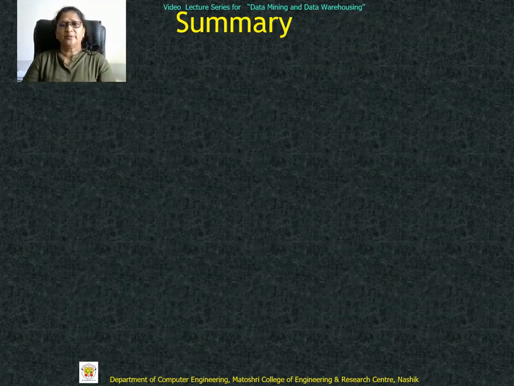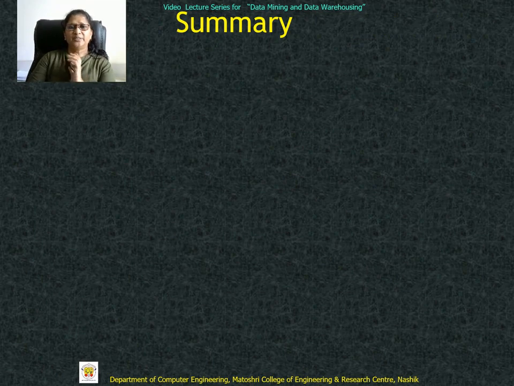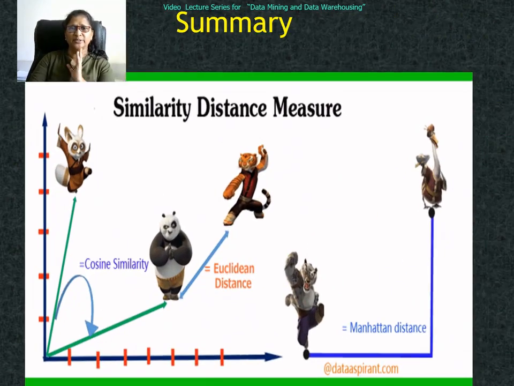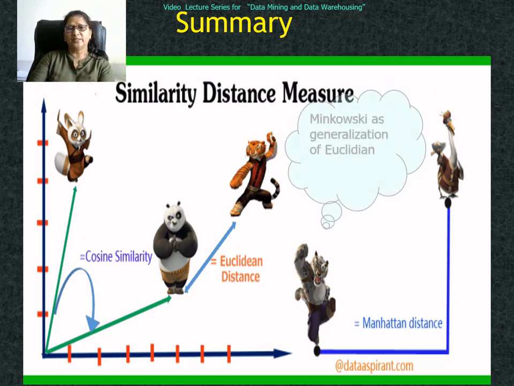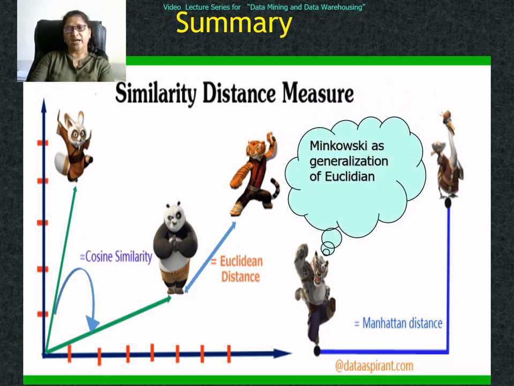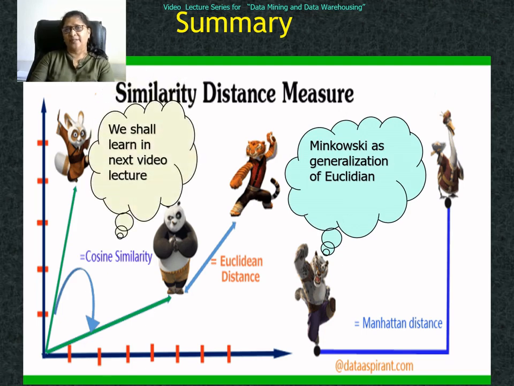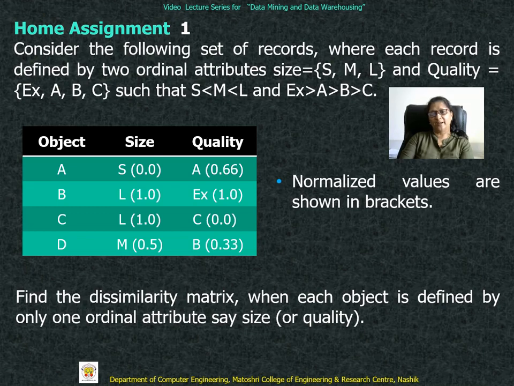So summarizing what we learned today, we learned distance measures for numeric attributes. Three we learned: Euclidean distance, Manhattan distance and Minkowski distance. And one of the popularly used similarity measures is the cosine similarity measure that we shall be learning in the next video lecture. This was all for the day, and these are the two assignments. Based on what we learned today, you have to solve these assignments and submit.